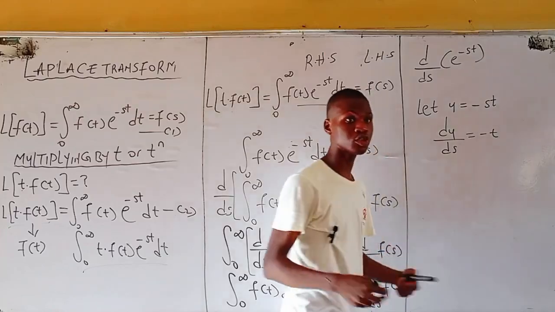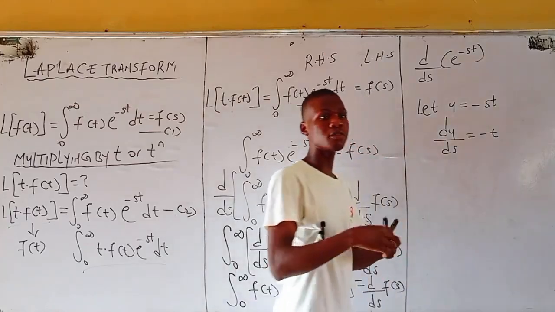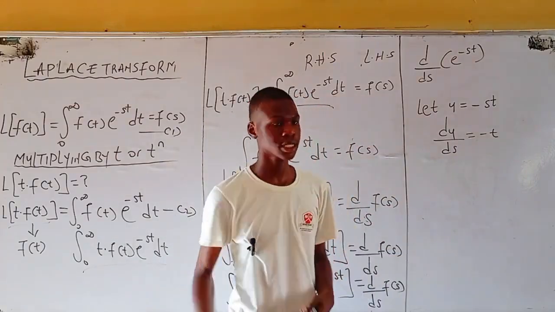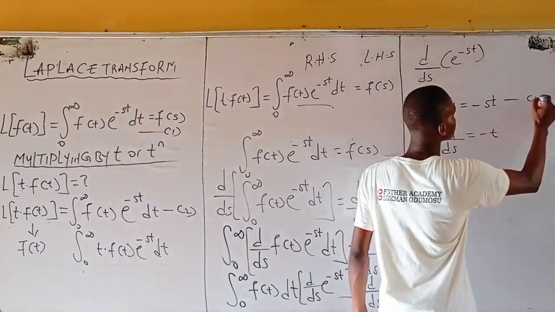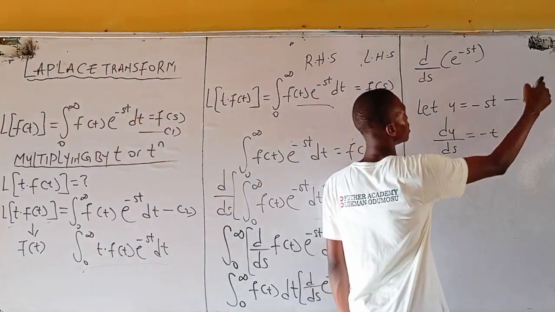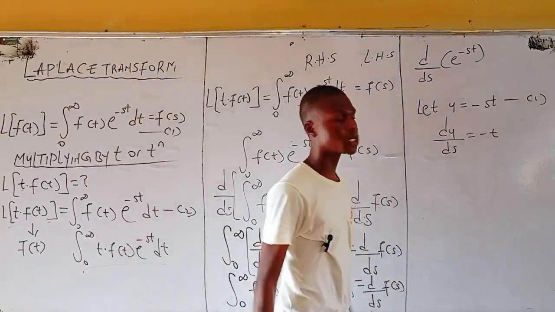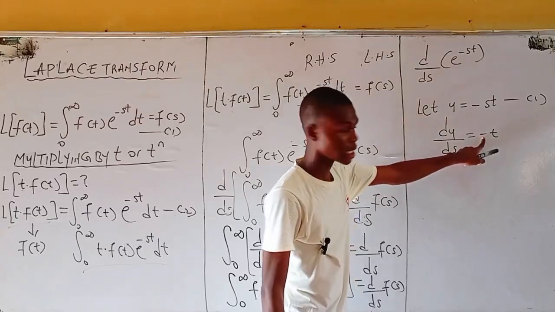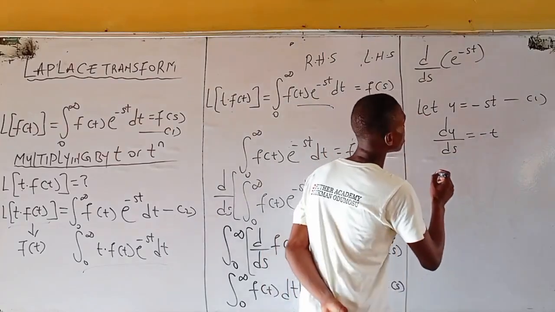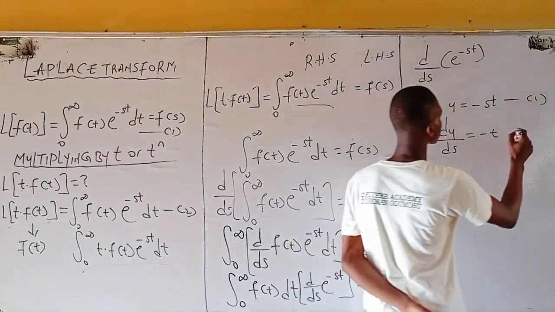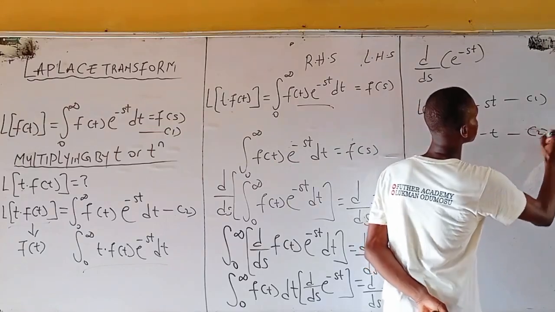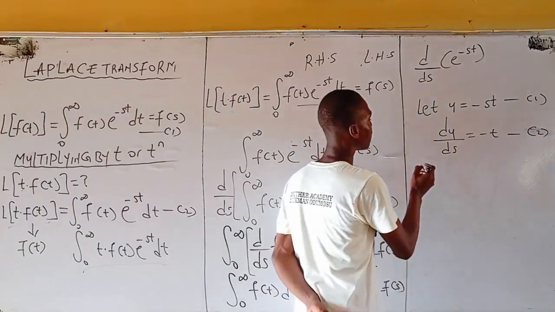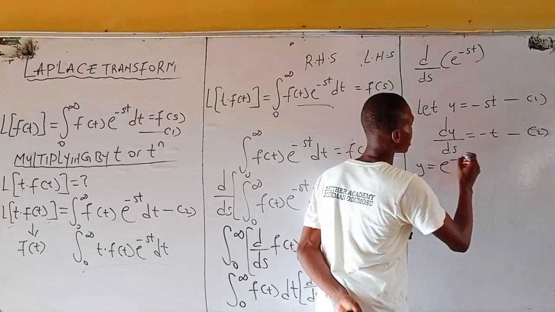So from here, by chain rule, you know the formula: dy over dx equals dy over du multiplying du over dx. Same idea. Now let u equal negative st, say equation 1. From equation 1, differentiate with respect to x, what do you have? Negative t. Say this is equation 2. Let's say initially my function is y equals exponential negative st.